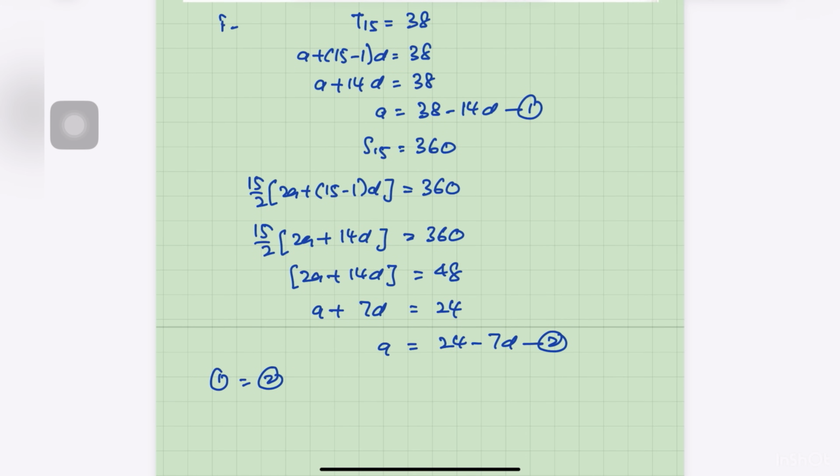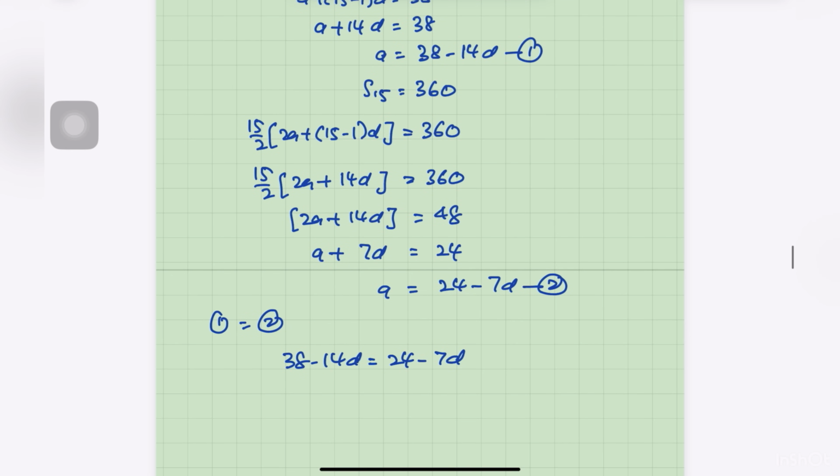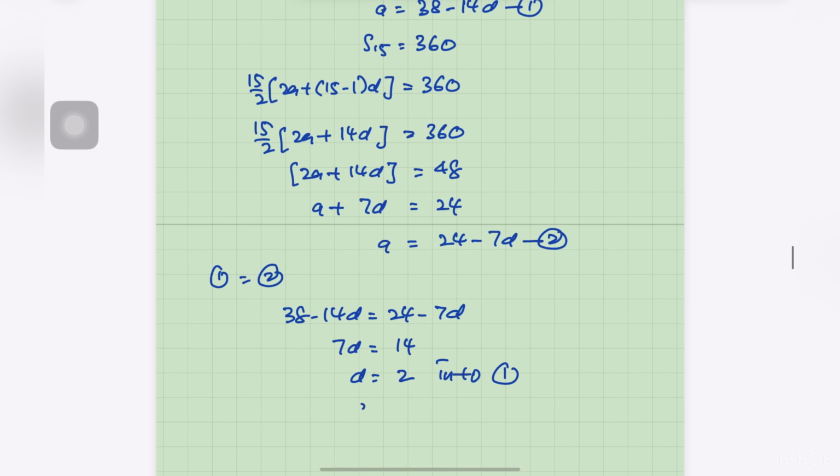So equation 1 equals equation 2. We have 38 minus 14d equals 24 minus 7d. So we have 7d equals 14, d equals 2. We can substitute into either 1 or 2. Let's say I choose 1. So a equals 38 minus 14 times 2. So a equals 10.